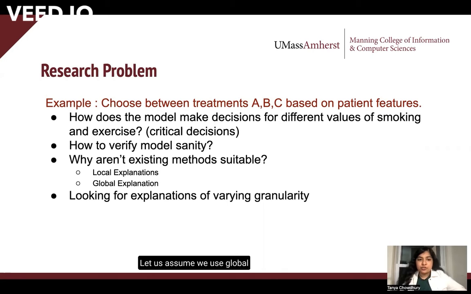Let us assume we use global explanations for the same task. Global explanations are an approximation over all the instances in the feature space and hence would not point out anomalous behavior of a single instance. As a result, for these types of tasks, we need to look for explanations of varying granularity, which lies somewhere between local and global explanations.